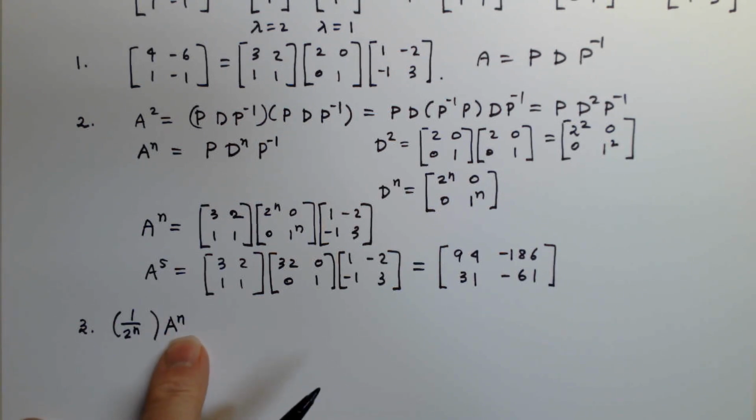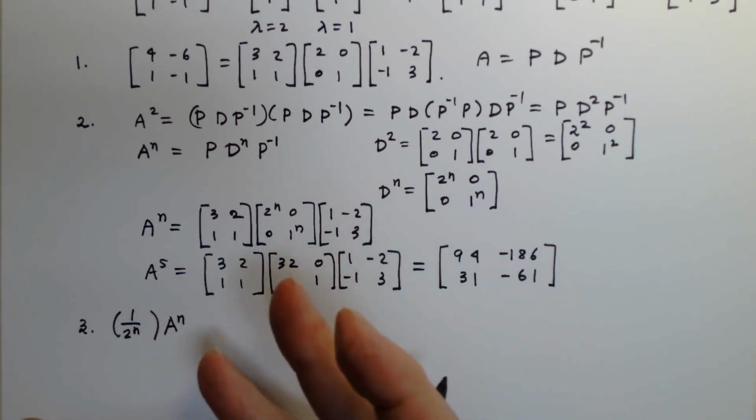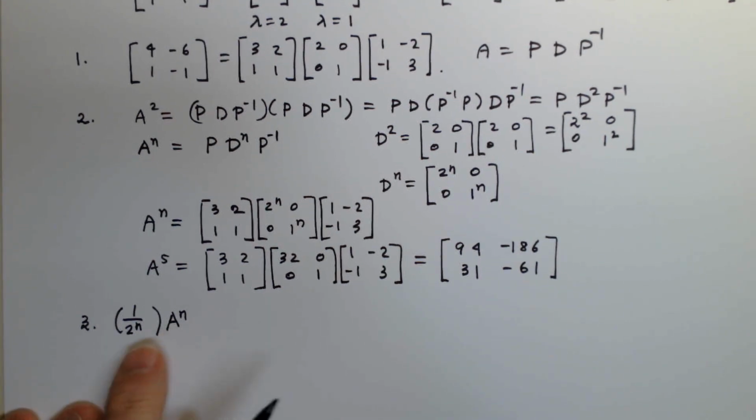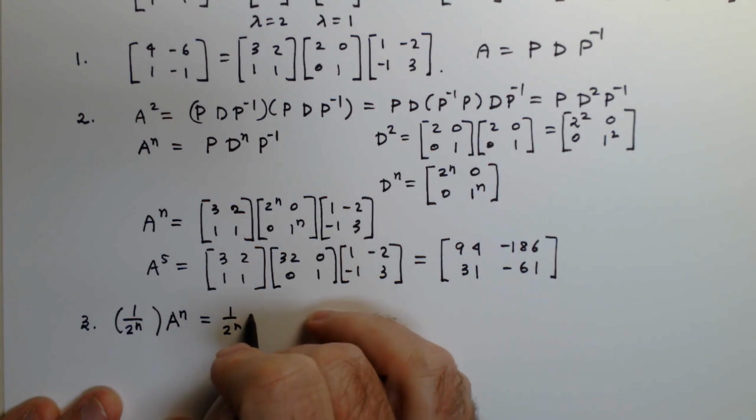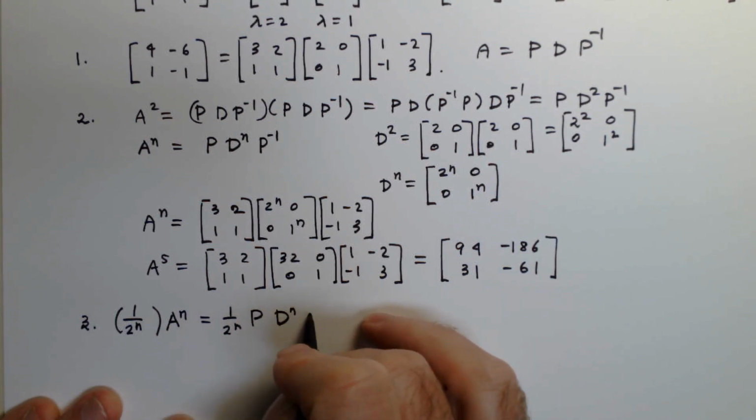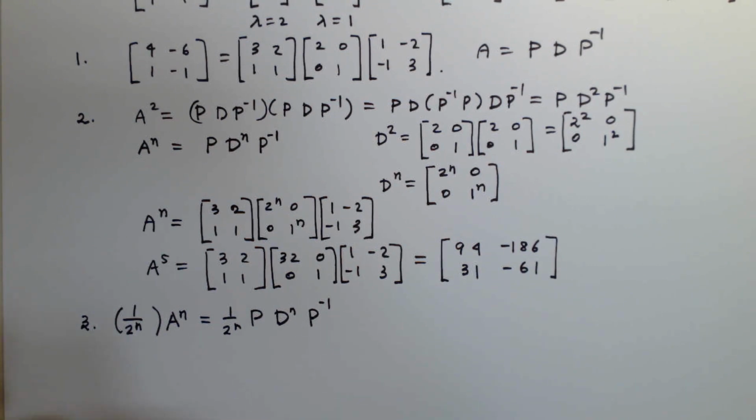At the same time, this matrix A to the n is exploding. Its entries are getting bigger and bigger. And so the question is, what happens when I scale the matrix A to the n by 1/2 to the n? What happens to that as n goes to infinity? Now, one way to think about this is we're computing 1/2 to the n times P times D to the n times P inverse. And one of the properties of matrix multiplication vis-a-vis scaling is that I can take that scalar and I can imagine applying it to the matrix P, or to the matrix D to the n, or to the matrix P inverse. I can scale the entries of any one of these three matrices by that scalar.